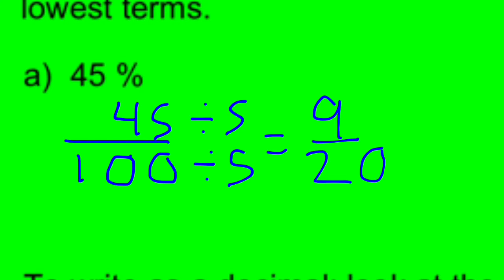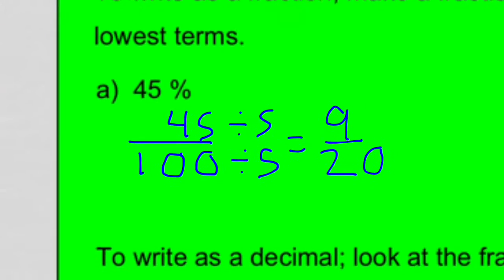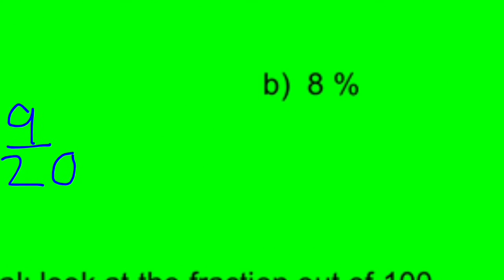So that's the basics. It's always out of 100 when converting a percent to a fraction. So we'll look at another one here. And with these kinds of things, often kids get going quickly and they make mistakes. So this is 8 out of 100. Right? Percent means out of 100. So that's 8 out of 100.